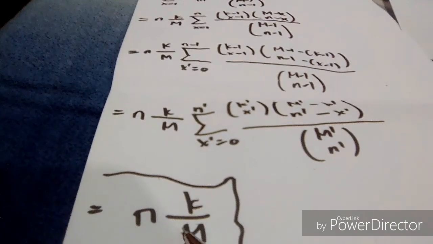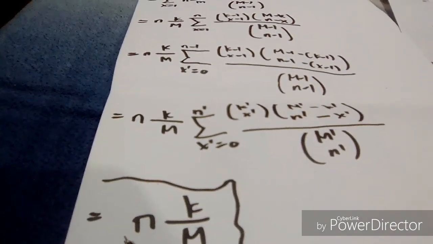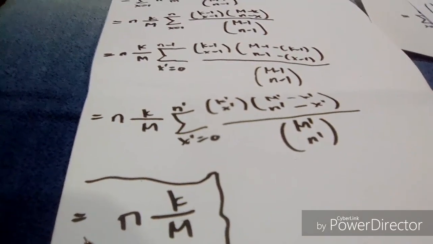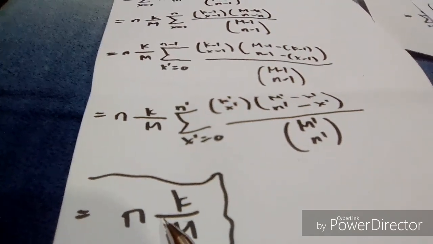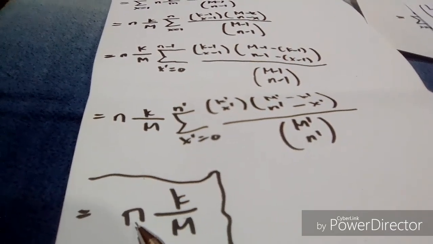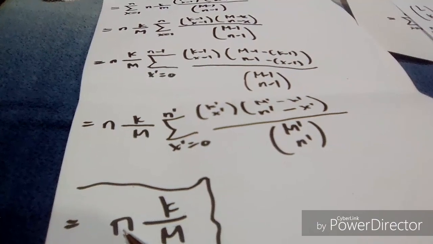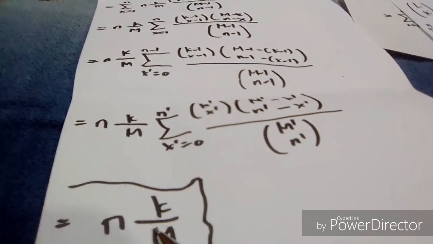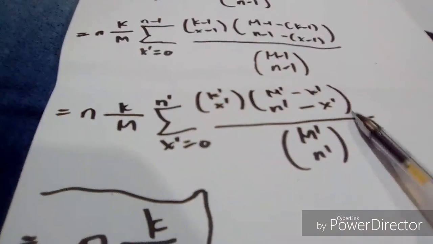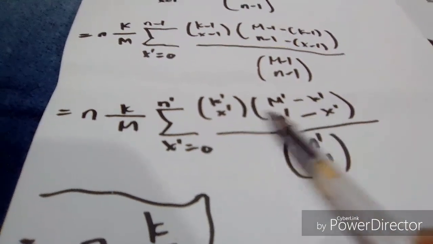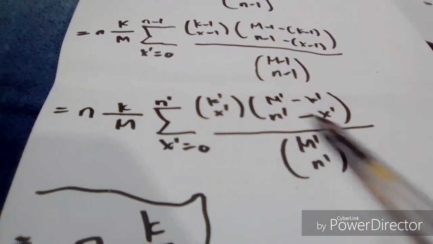Now we have the mean of the hypergeometric distribution, which is n times k over m, because this summation is equal to 1 according to our identities.